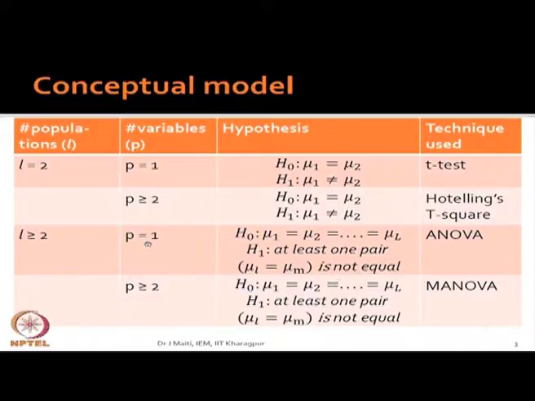Last class I have told you that when L is greater than or equal to 2, that is 3 or more, for one variable case you will be using ANOVA. And we have discussed one-way ANOVA, two-way ANOVA, three-way ANOVA and multi-way ANOVA concepts. Now, if your number of populations is 3 or more, and the number of variables is also 2 or more, in that case what will happen? You will find that you require MANOVA, not ANOVA.